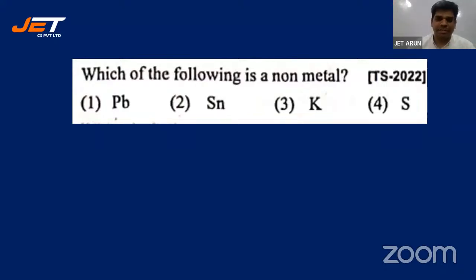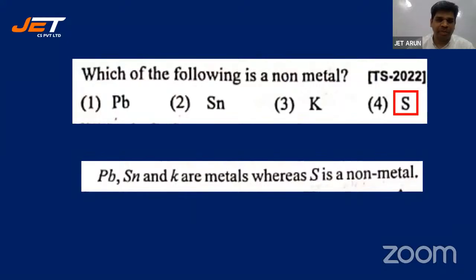Let's see the answer. It's 4, sulfur. Look at the statement. Lead, tin and potassium are metals, whereas sulfur is a non-metal.